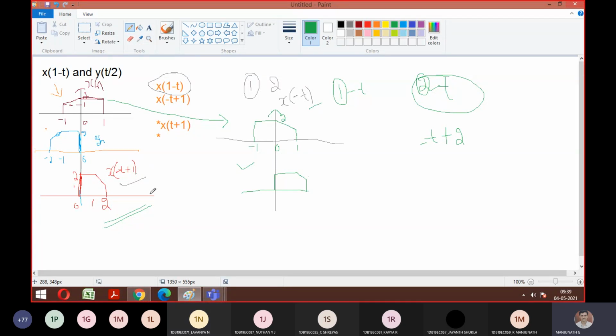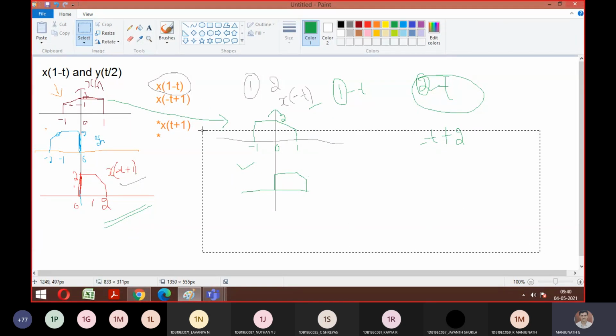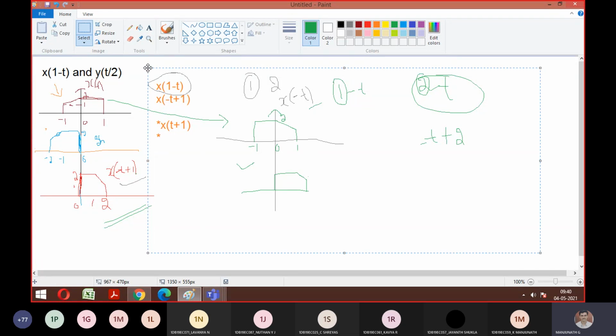Yes, sir. So shall I move on? In the same question they have asked one more category, that is y of t. So we'll go with y of t. Before that, any doubts, anyone? So you got both the methods: how to plot x of 1 minus t directly, or by shuffling the given question. Is it okay? Yes, sir. Let's proceed with one more part asked in the question.